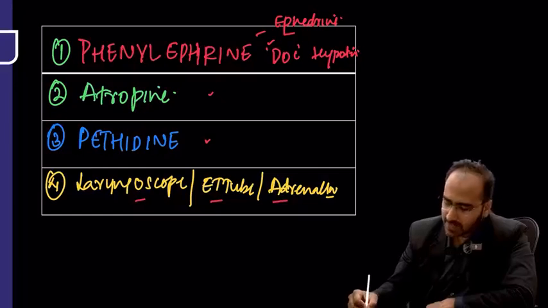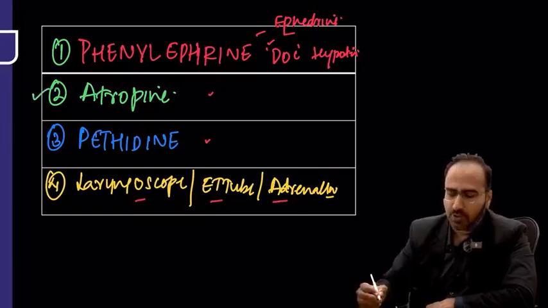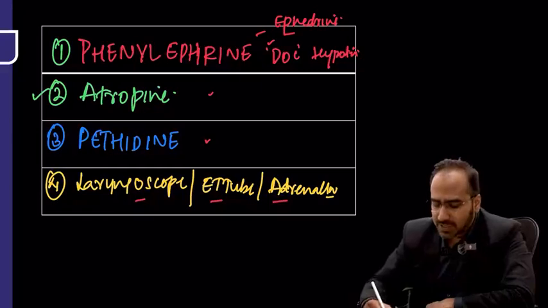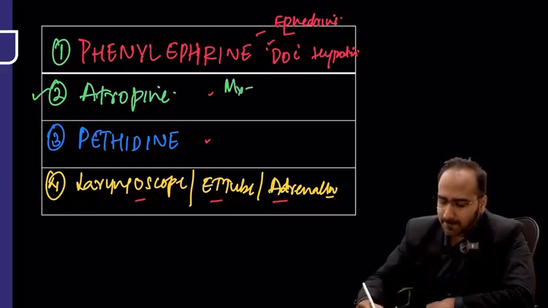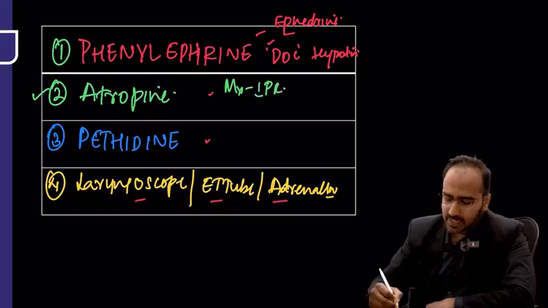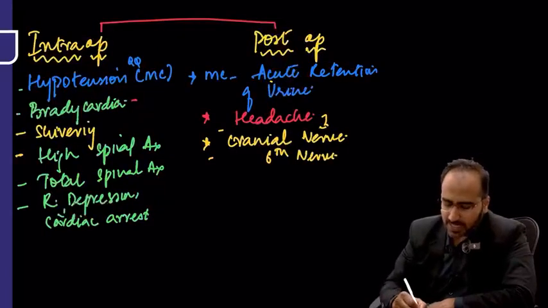What is the drug that we give, guys, over here? Atropine. Atropine is used in the management of bradycardia. Okay. Next, guys, what is the next complication?